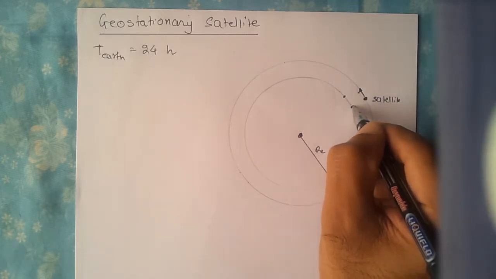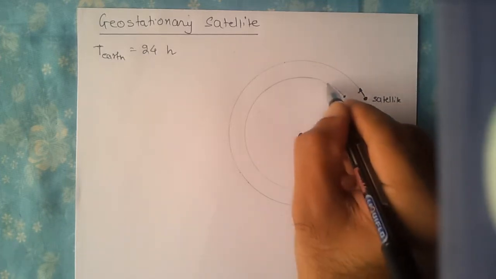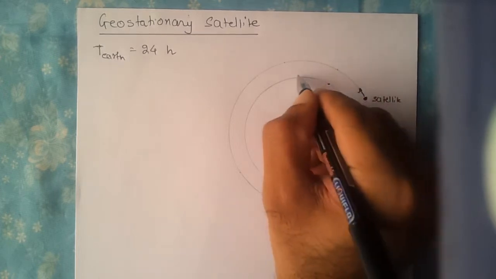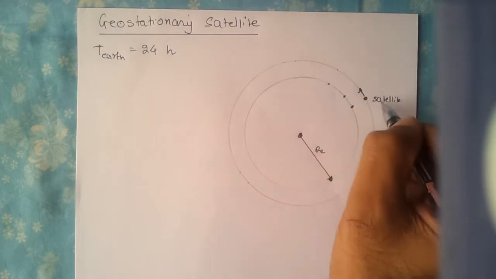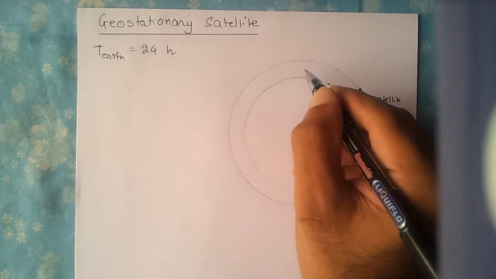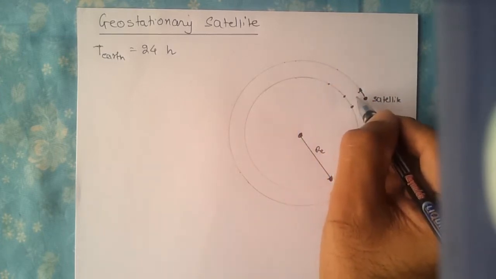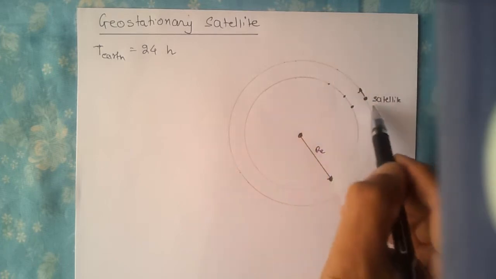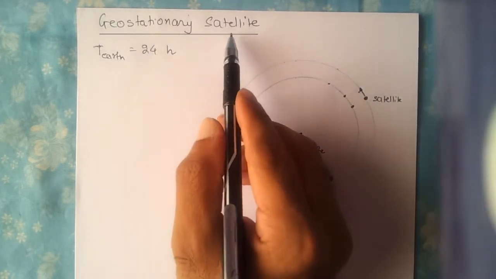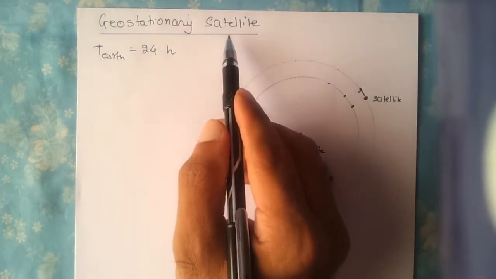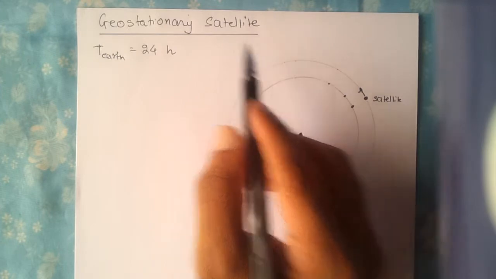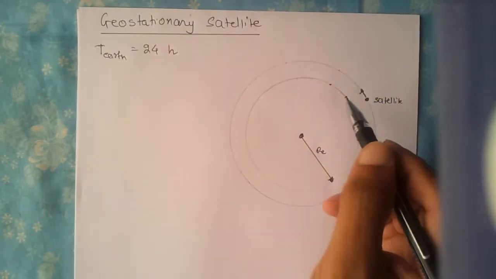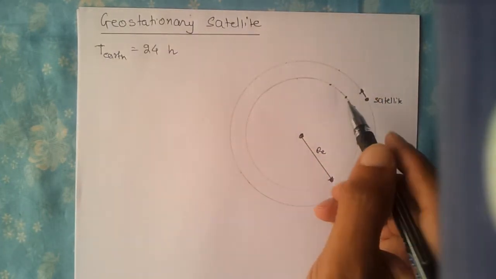So if the person is standing over here, he'll see the satellite over here. When it reaches over here, he'll see the satellite over here. And therefore, to this person, this particular satellite will appear stationary because their relative speed is zero. Such a satellite is known as a geostationary satellite. It is used for various purposes. It is used to reflect TV signals and telecast TV programs from one part of the world to another. So I hope you understood what a geostationary satellite is.